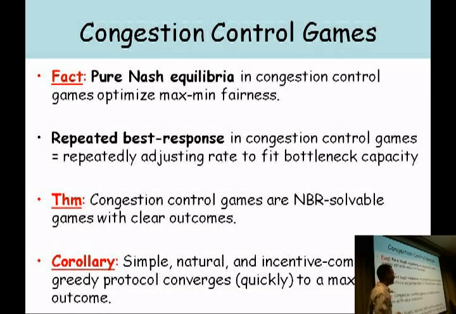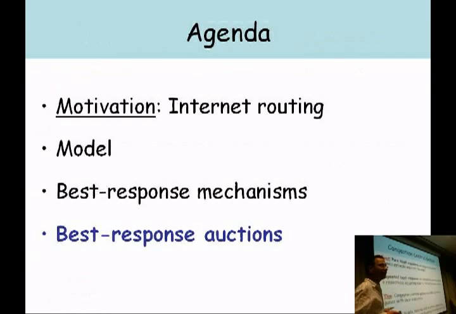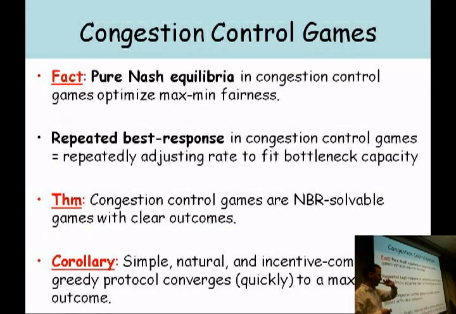And theorem: these congestion control games, once again, are MDR solvable with clear outcomes. So now we know that this simple behavioral rule for all players is incentive compatible. If all players do this, no one has an incentive to deviate. Any questions about this part before I move on?